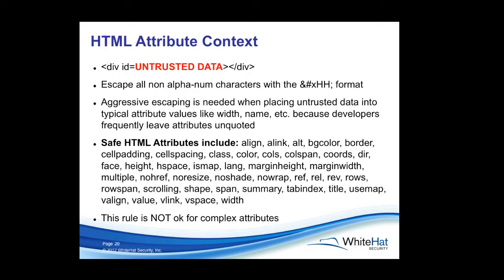So let's look at the HTML attribute context again. This is an example where we have untrusted data landing in a div's ID. Number one, we want to escape all non-alphanumeric data with the HTML entity encoding standard here. And we want to be very aggressive when we encode an attribute, because as you see here, this is an unquoted attribute. It's very simple for the attacker to escape out of that attribute. A simple space will do it. Also, we want to make sure we're only putting untrusted data in this list of safe attributes. This specific rule of output encoding is not okay for complex attributes.